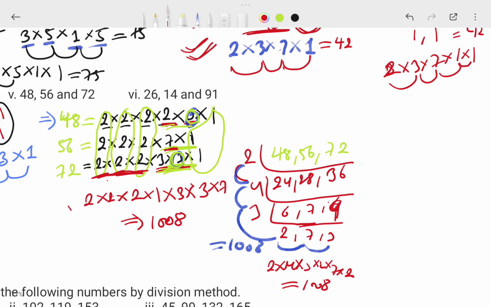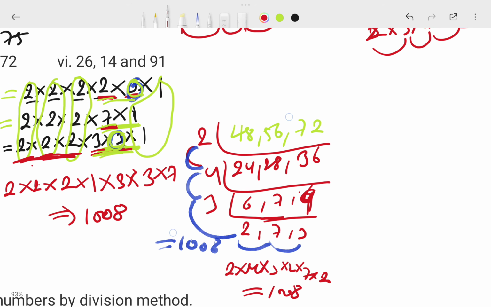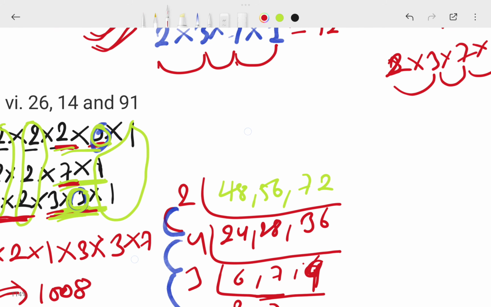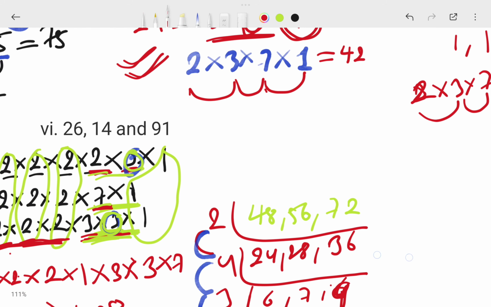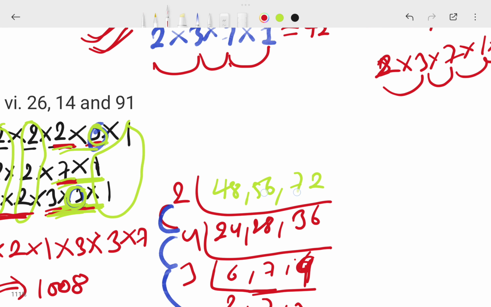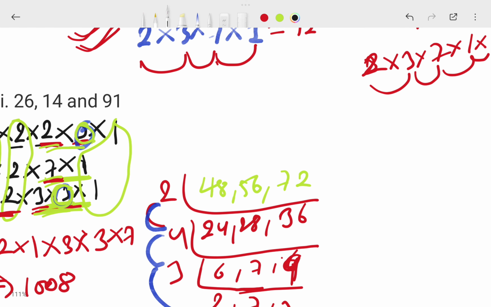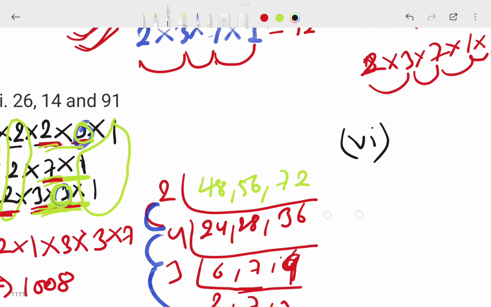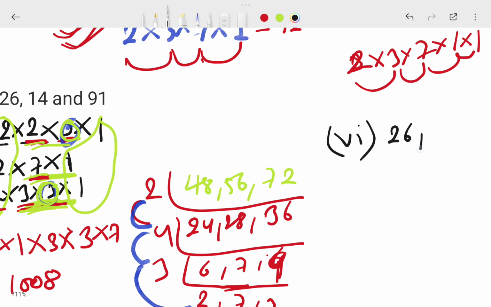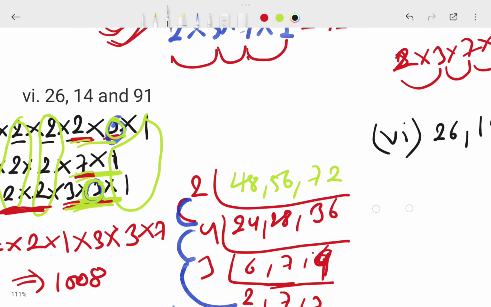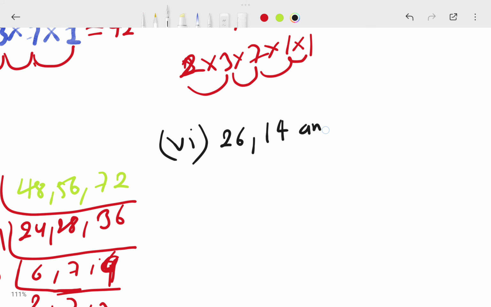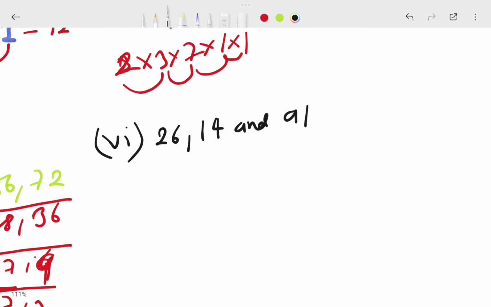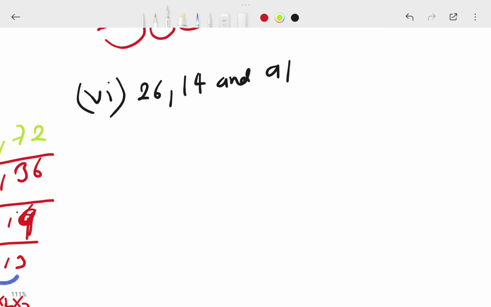So if the fifth question is clear, then let's talk about this question. This is our last question, I think. This sixth one I will talk about here. That's going to be 26, 14 and 91. Let's see this question. So now let's do this question. Let's find a factor of 26, a factor of 14 and a factor of 91.